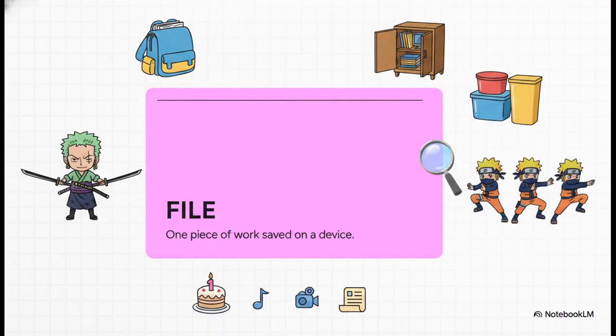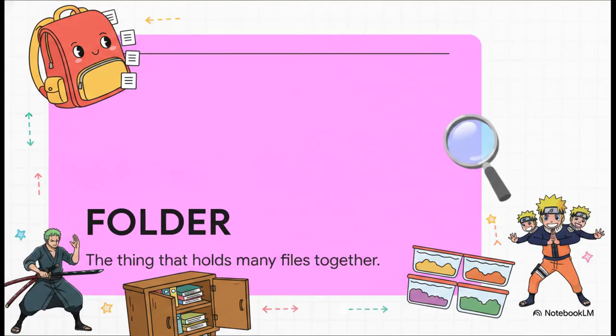So what's a file? A file is simply one single piece of work saved on a device. It could literally be one photo you snapped at a birthday party, one song, one video, or even just one document that someone typed up. One file equals one item. Now, if a file is like one exercise book, then what holds many exercise books together? On a device, the thing that holds many files together is called a folder.